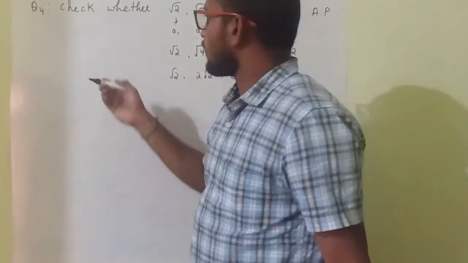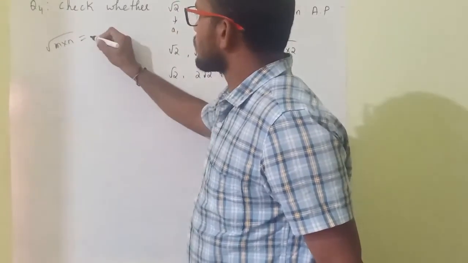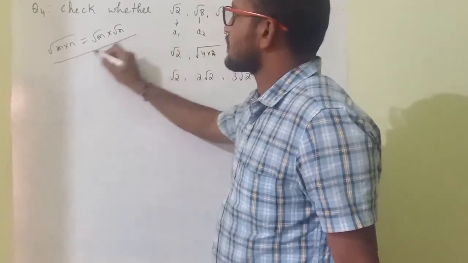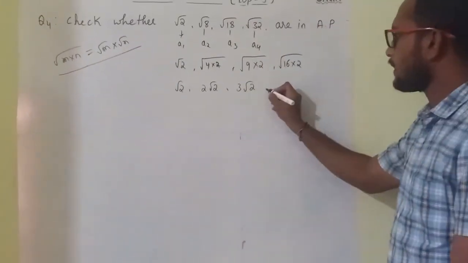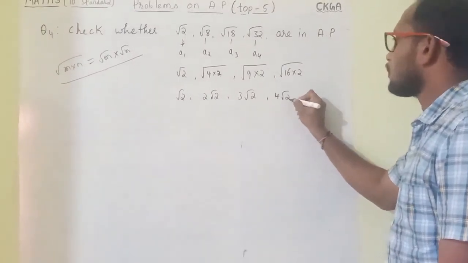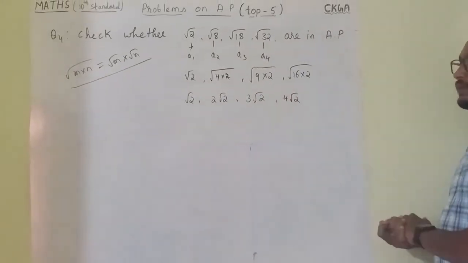I am using one law: the square root of m into n can be written as root m into root n. The same strategy I am using here. The same thing, root 16 into 2. So what could you write now? It's very simple. Root 16 will be 4, so 4 root 2. So now you have a different A1, A2, A3, A4.